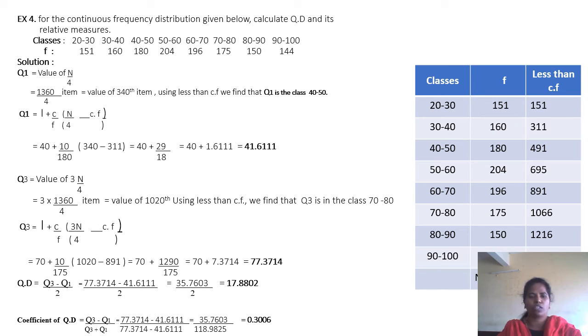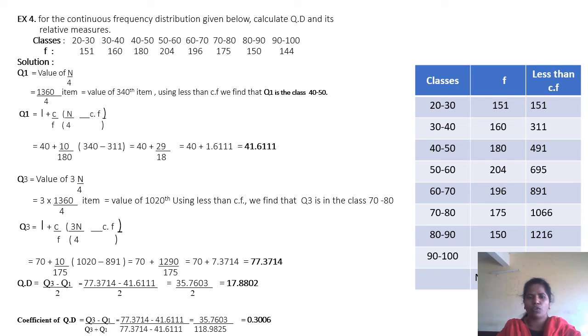Then let us go through the second one, finding Q3. How do you find Q3 here? The value of the 3n divided by 4 item, that is 3 into 1360 divided by 4, the value is 1020. Using less than CF, we have to find the class of Q3. Where 1020 falls, that is within 1066, the F value is 175. Then the class interval is 70 to 80. Then the CF value is 891.